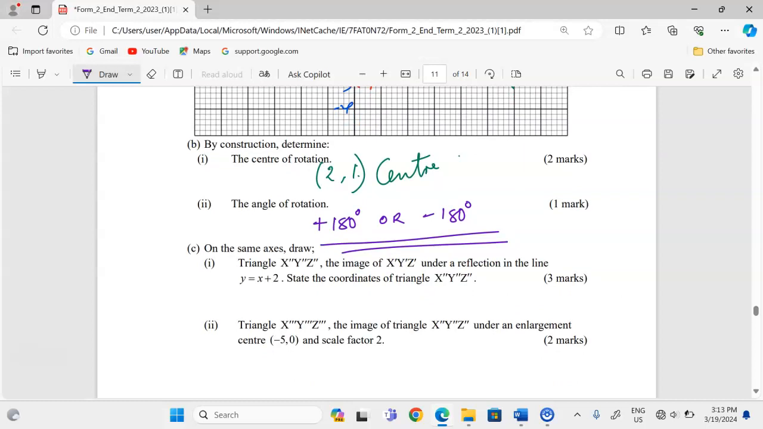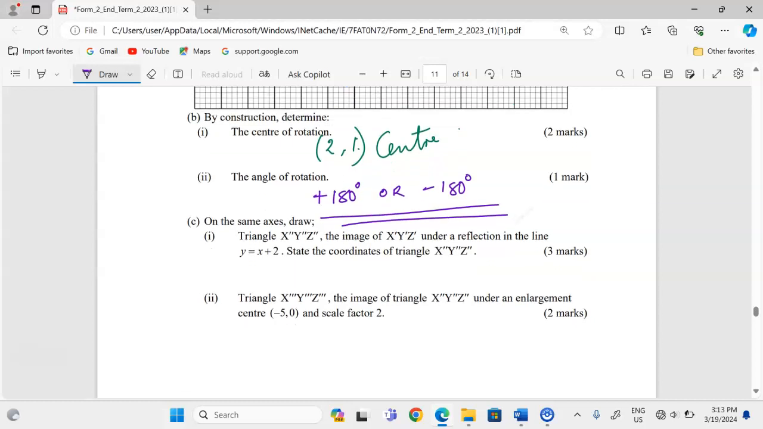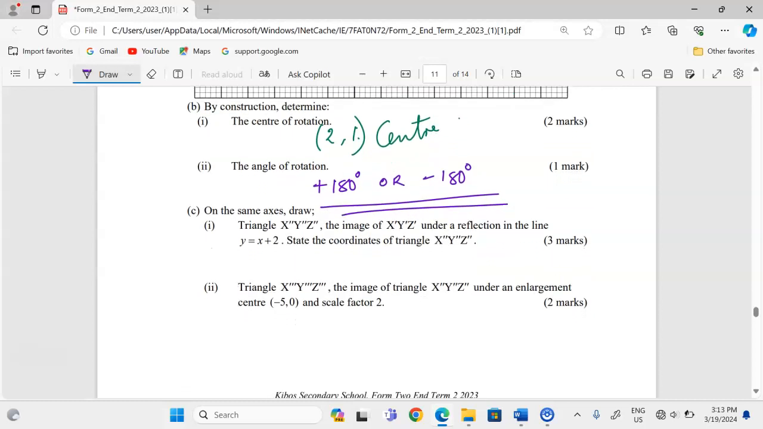The question continues to take us to part C. On the same axis, draw triangle X double prime Y double prime Z double prime, the image of the first image, under a reflection in the line y equals x plus 2. For this mirror line, we first give it what we call a table of values, with x values starting at a value like 2.